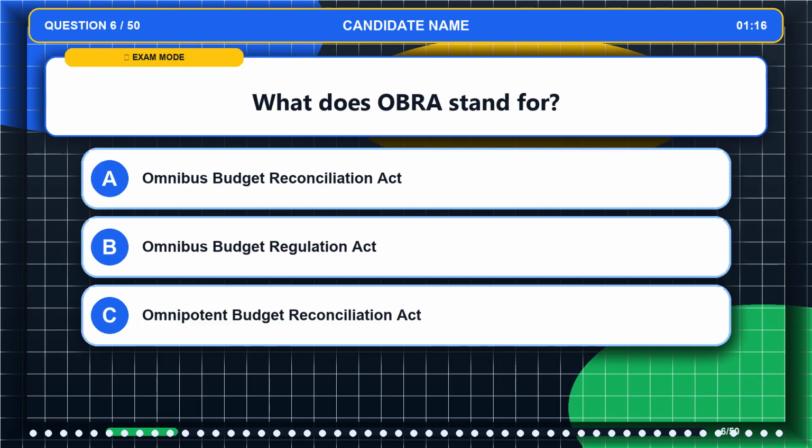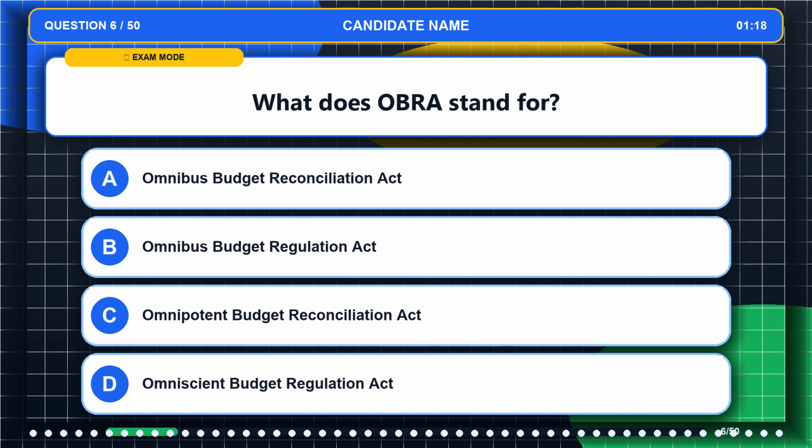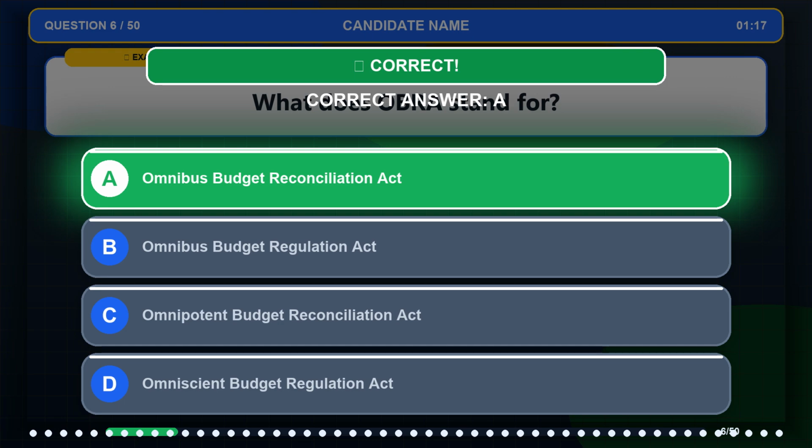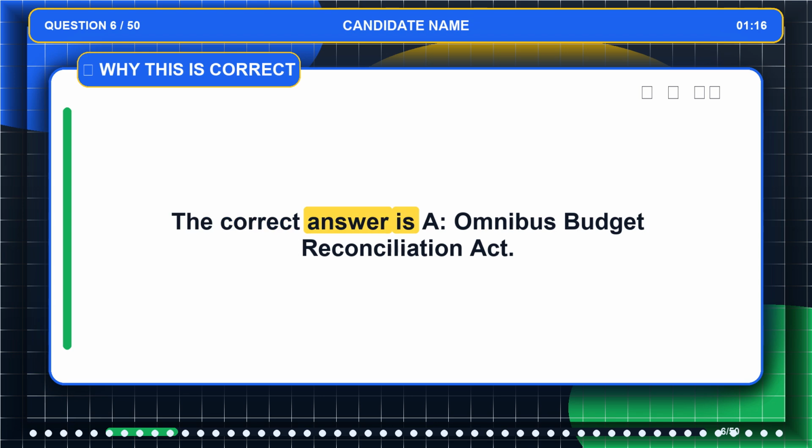Question 6. What does OBRA stand for? Option A, Omnibus Budget Reconciliation Act. Option B, Omnibus Budget Regulation Act. Option C, Omnipotent Budget Reconciliation Act. Option D, Omniscient Budget Regulation Act. The correct answer is option A, Omnibus Budget Reconciliation Act.